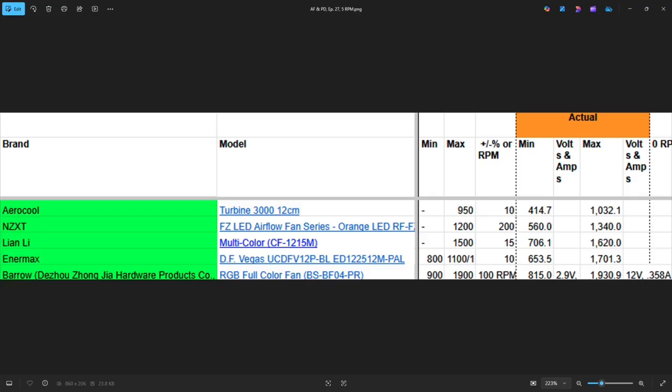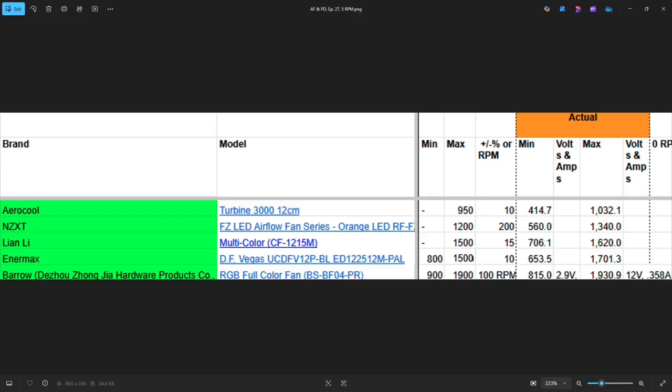The Enermax, which actually uses both 3-pin and Molex, is rated at only, well, that 1100 is actually not right. Hold on a second. That's the medium speed. Okay, we got that fixed. So it's actually a maximum of 1500. The other numbers were 800, 1100, and 1300, and those are the lower RPMs. And then I tested it, and the maximum I could get it at was 1701.3. So that was pretty impressive. That was, I believe, the Molex.